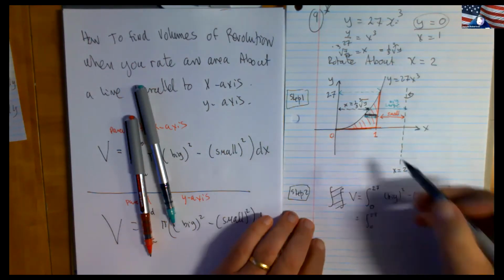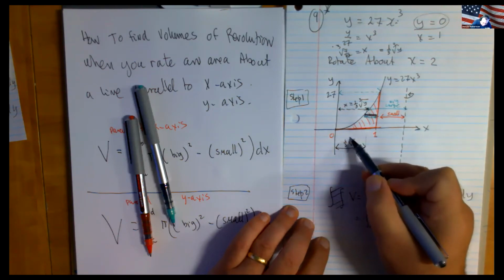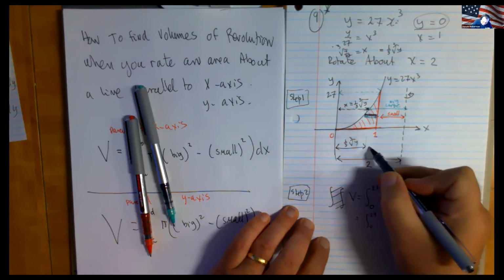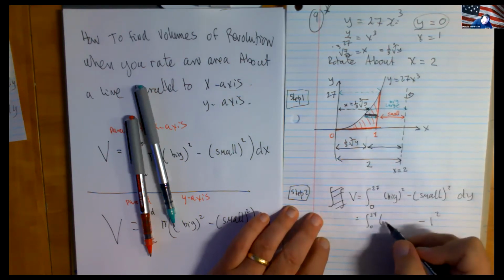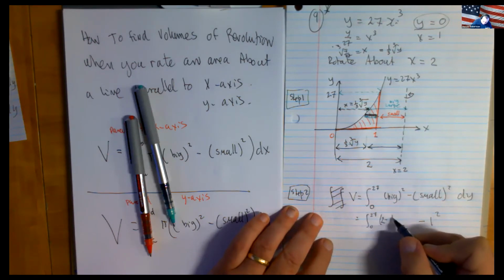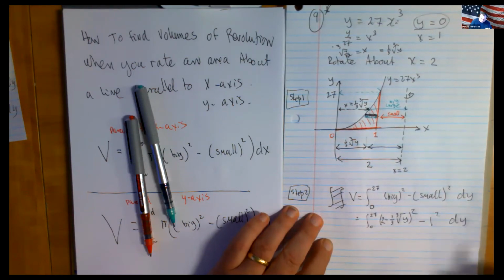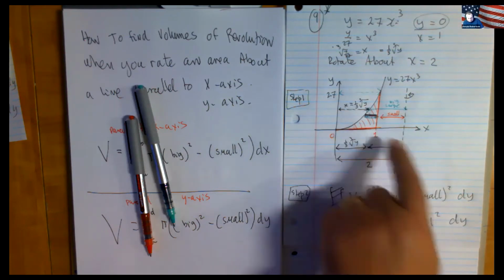So let's see, the distance to here is 1/3 cube root of y. The distance to here is 2. The distance I want is this piece. 2 take away that. That's the integral setup. The distance from the axis of rotation to the furthest away curve minus the distance from the axis of rotation to the nearer. In this case, the curve was actually a straight line.